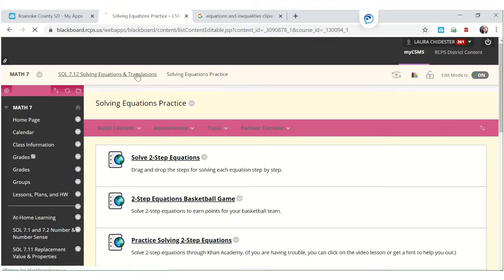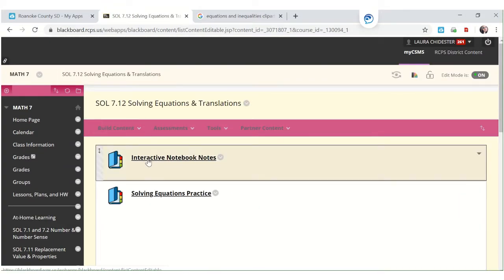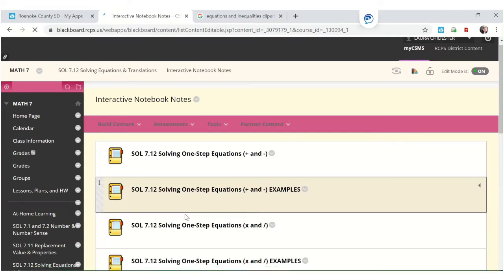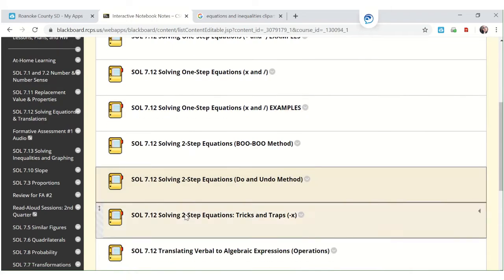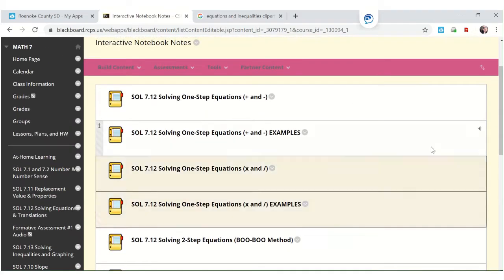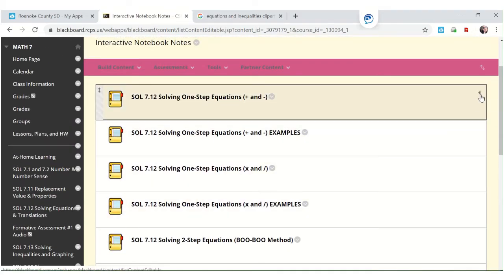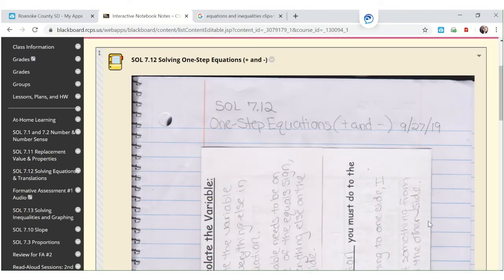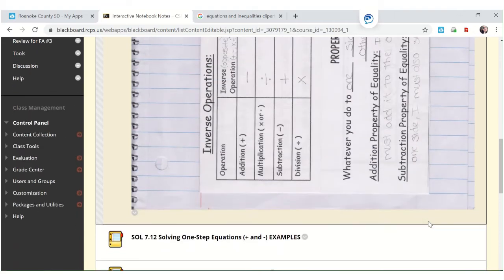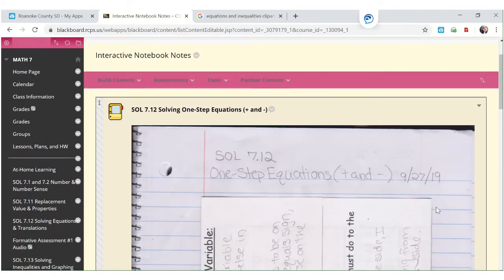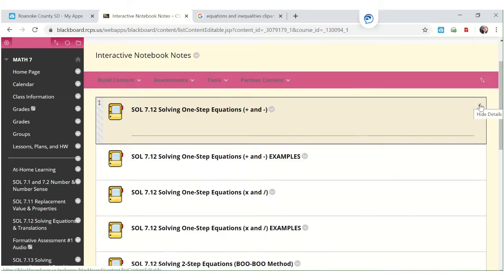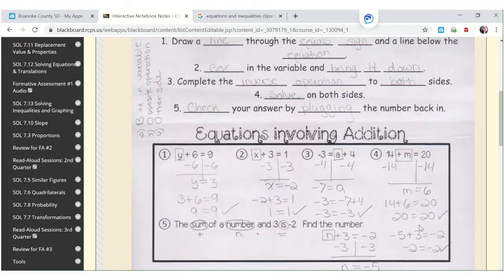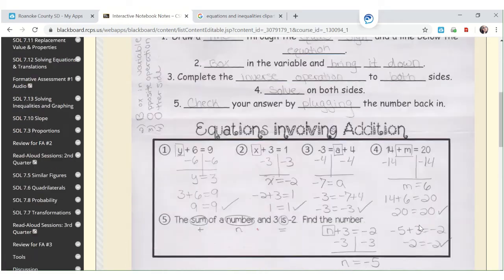but here we go. Back to our interactive notebook notes is where you can find all of our scanned in notes. So here's the headings of everything. If you're not sure if that's what you're looking for, you can click on that arrow to the right and it will drop down and show you the whole picture of the notes. So this is our introduction here to solving one-step equations. These were some examples that we did.